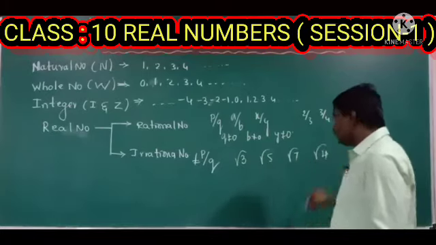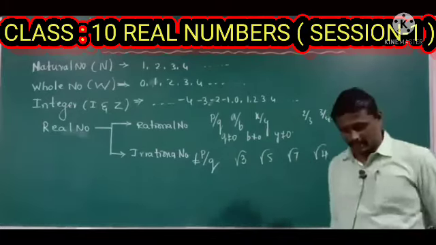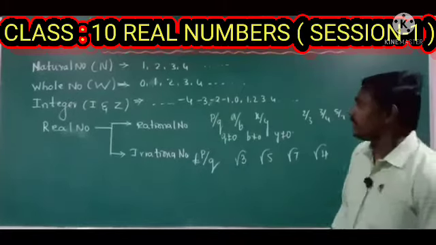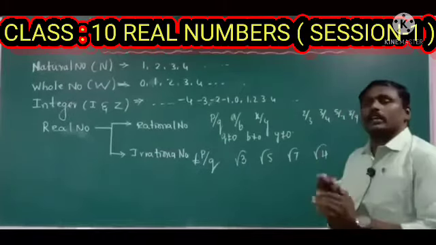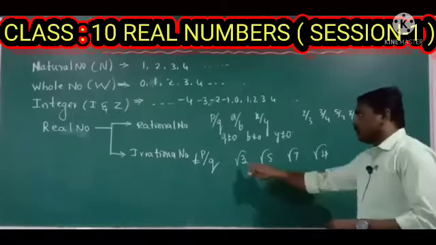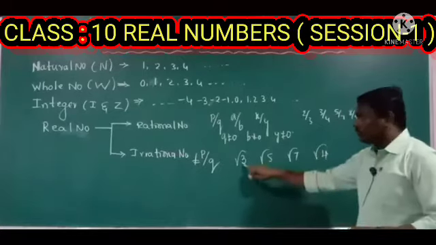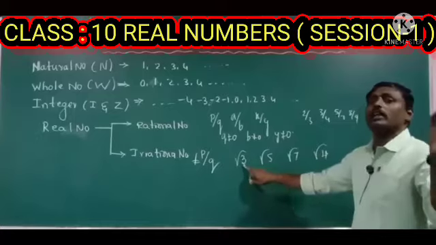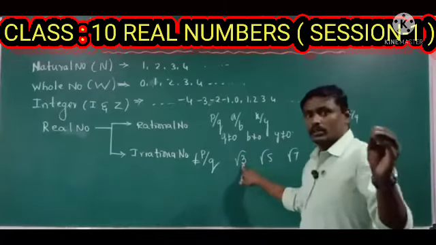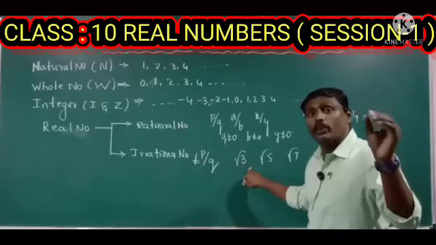Now, is root 4 a rational number or an irrational number? How do you determine whether the given numbers are rational or irrational? Just observe this one. What is the value of root 3? We cannot get any approximated value here, right? We cannot get the accurate value.